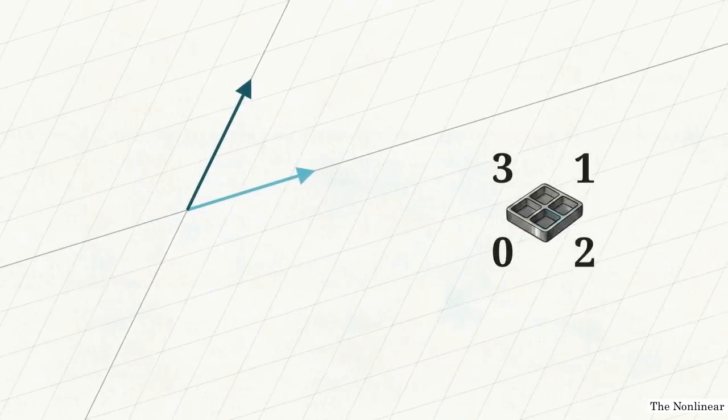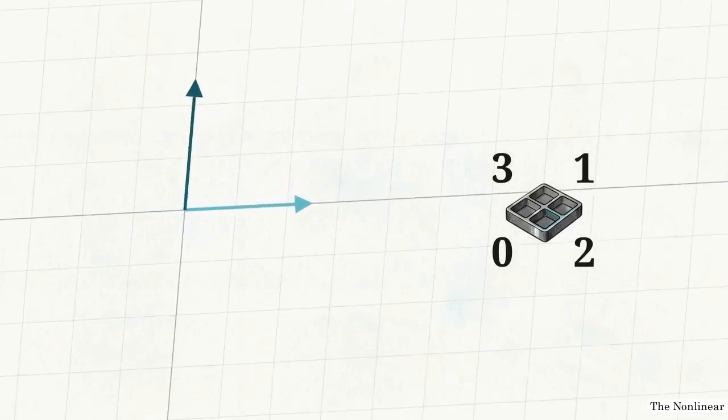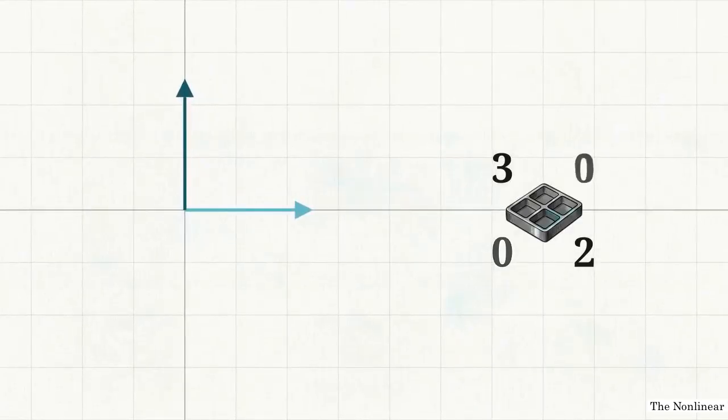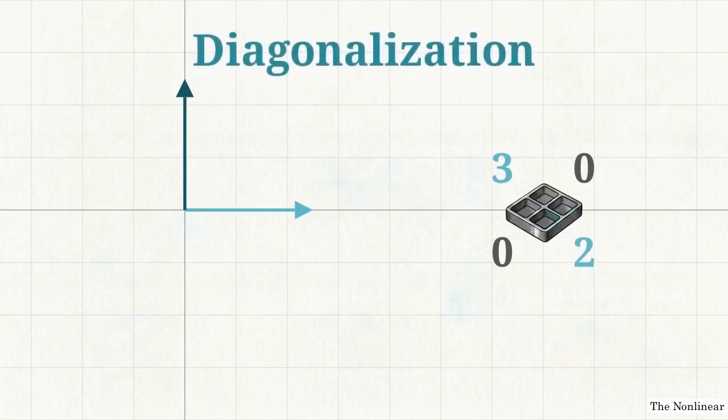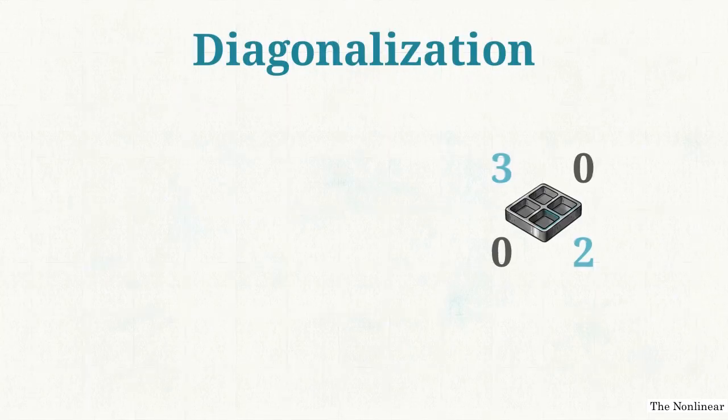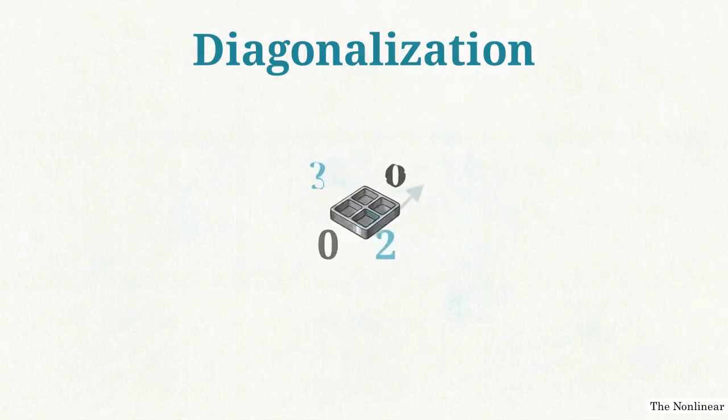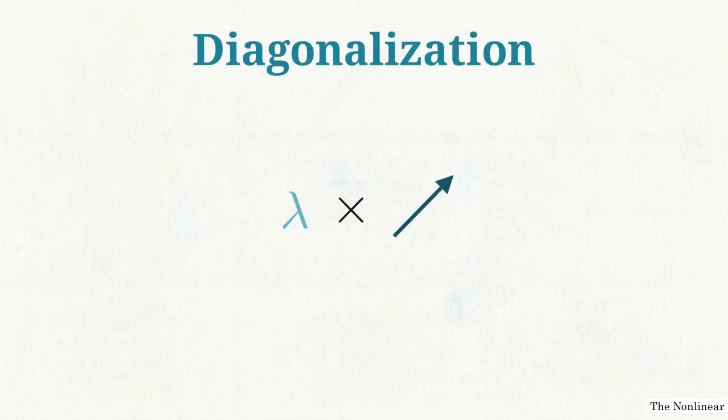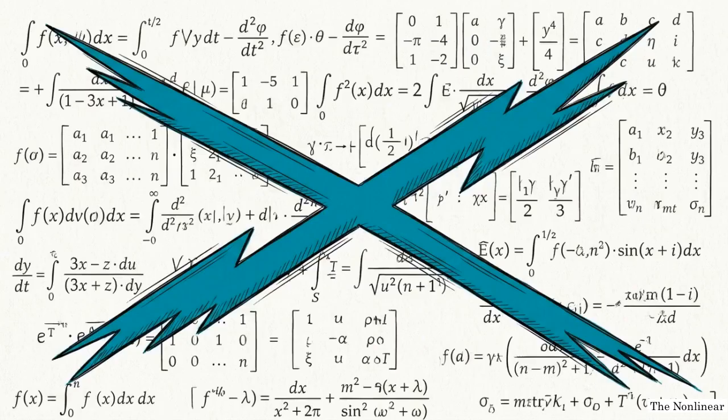Watch what happens to this transformation grid when we shift our perspective to align perfectly with the eigenvectors. The dense, complicated matrix immediately simplifies into a clean diagonal matrix, leaving only the eigenvalues behind. This process is called diagonalization. By working strictly along these natural axes, complex matrix transformations turn into basic multiplication. Computations that would normally require massive effort are eliminated.